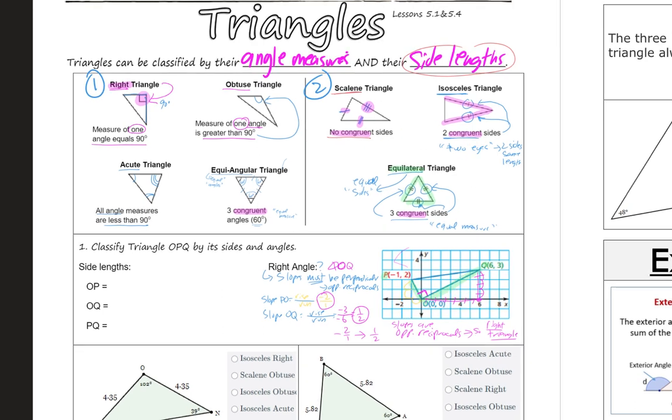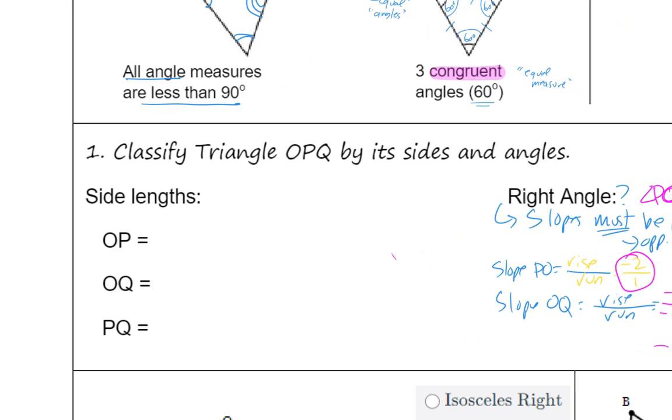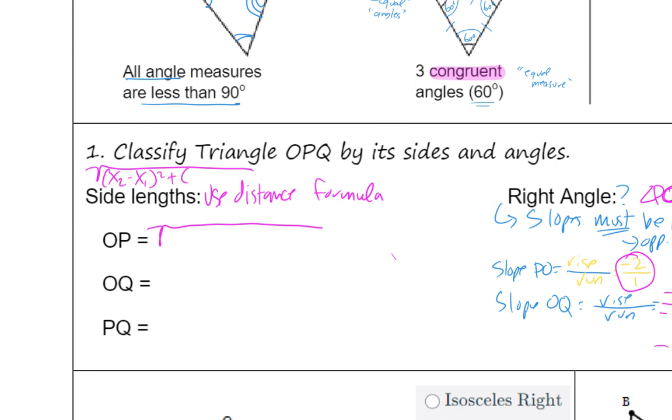Well, how do we know? If we need to find the side lengths, we're going to use the distance formula. Let's go ahead and set that up. Remember, on the distance formula, we're going to start setting it up with x2 minus x1, close it, squared, plus y2 minus y1, close it, squared. So let's start with this.